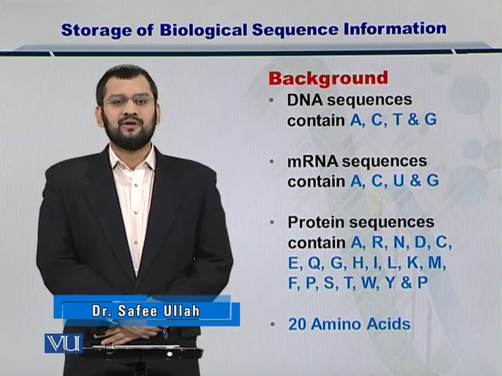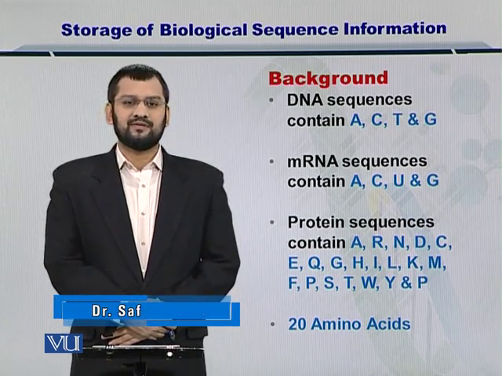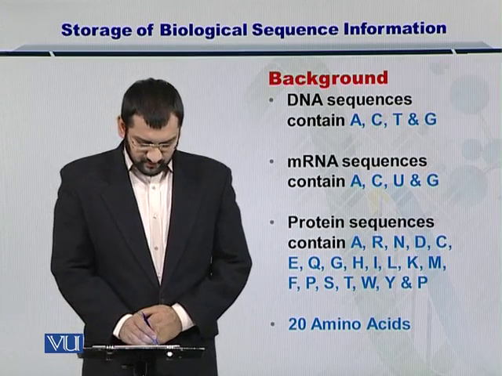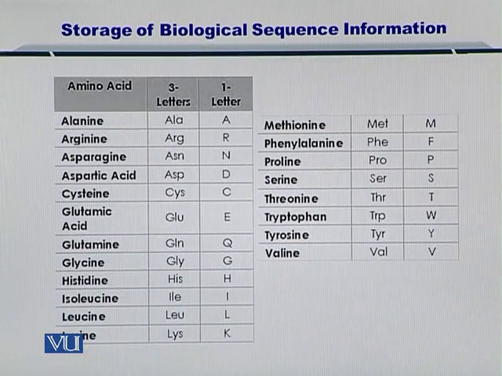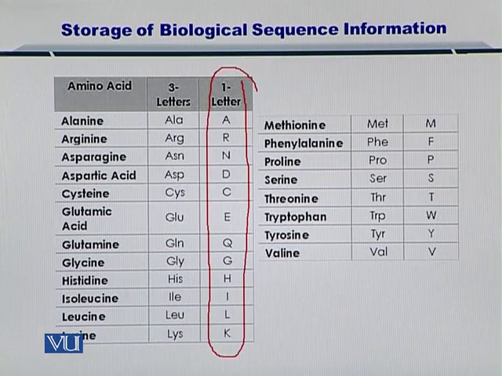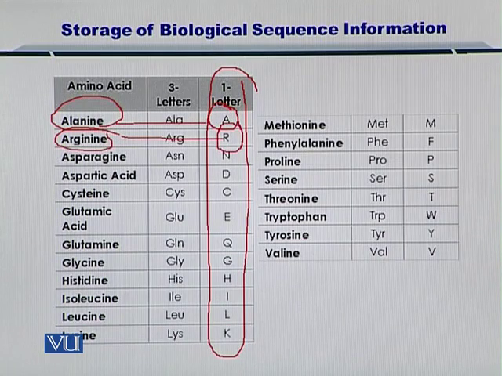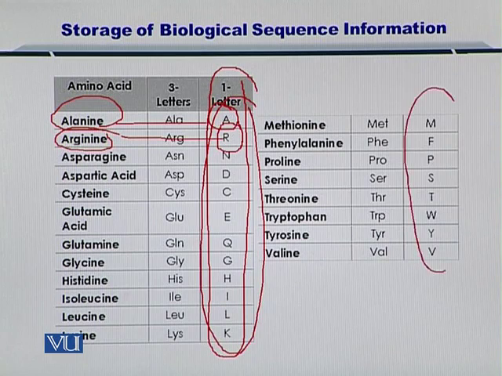For the proteins, you can have 20 different amino acids, which are listed here for you. So these amino acids can be represented by their one letter symbol. For instance, alanine has A to represent it, arginine has R. So a protein can be simply narrated by combinations of these alphabets.